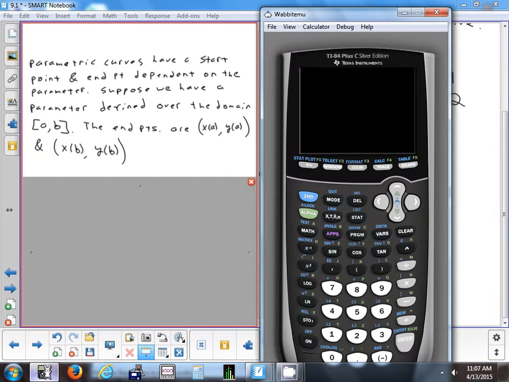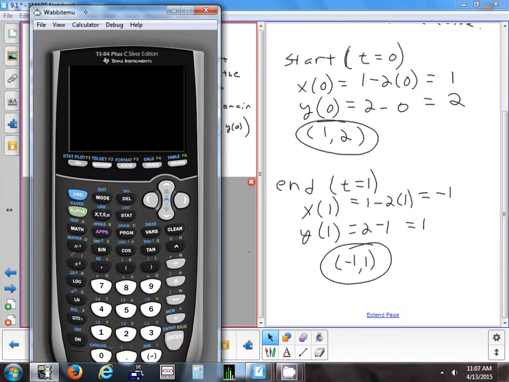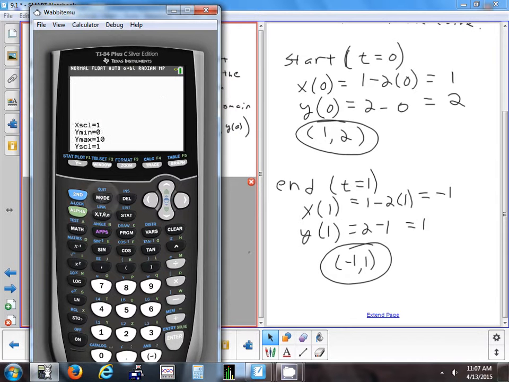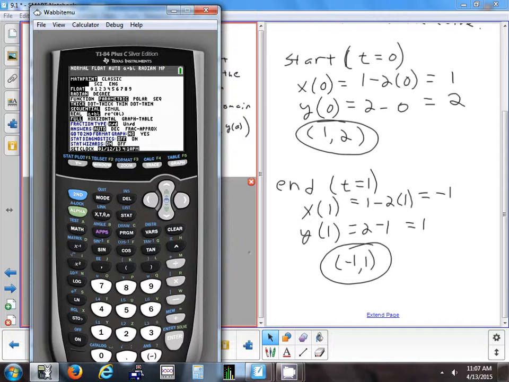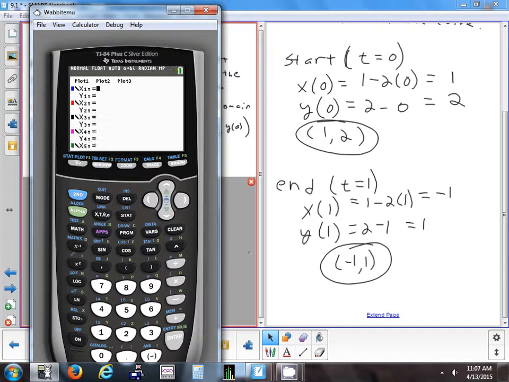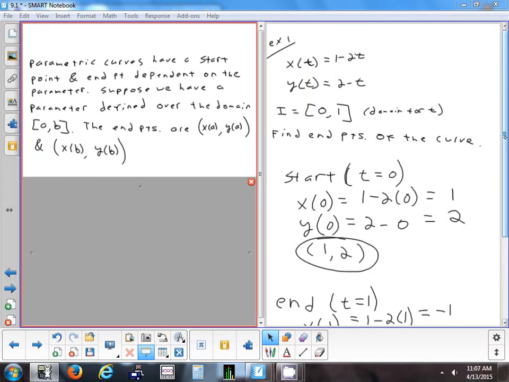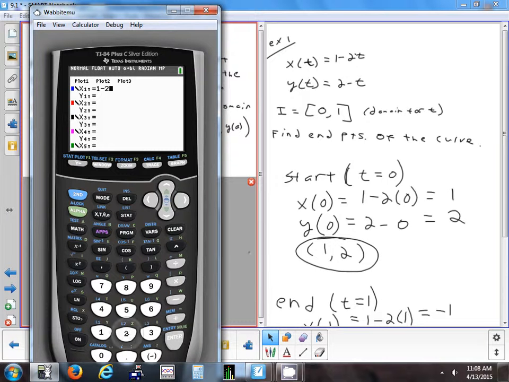All right, so on your calculator, first thing, make sure you change to parametric mode, if you haven't already done so. Type in, again, the way you get t is you just press the button that used to give you x. So it's 1 minus 2t, and then y is 2 minus t. If you forget to type one of those in, it won't give you an error. It just won't graph anything.